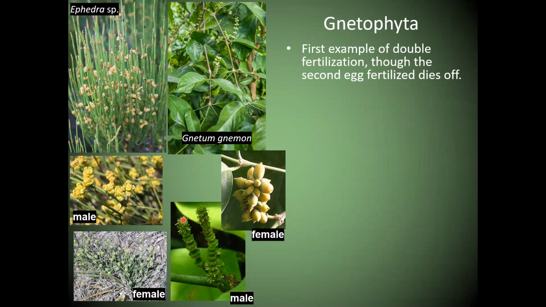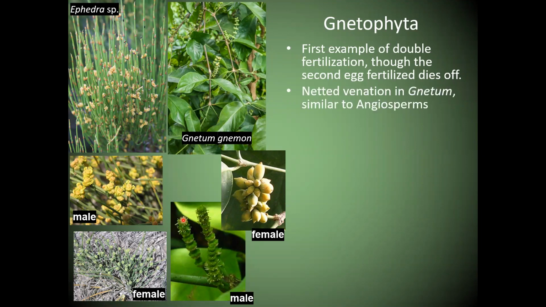The first example of double fertilization: although the second egg can get fertilized, it dies off. So what I'm mentioning over here is actually that in the female cone, right, in a given ovule, you will get 2 eggs in netophytes, right? 2 well-developed eggs, and both of them can get fertilized, but one of them will die and only the other will continue to grow into an embryo, right? It will not produce 2 embryos, but 2 eggs can get fertilized in a given ovule.